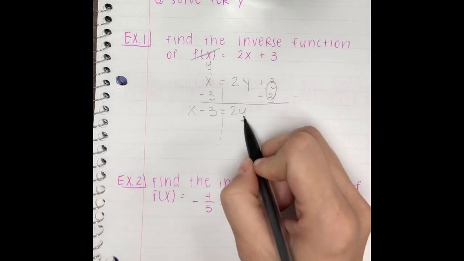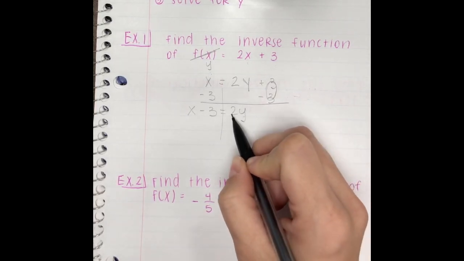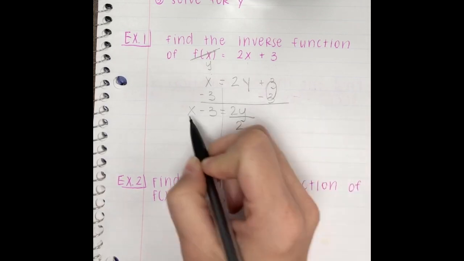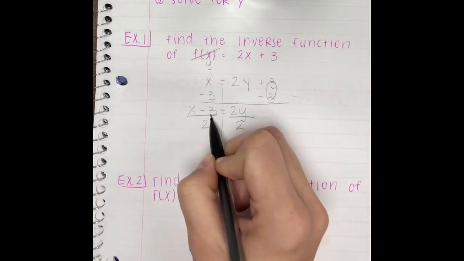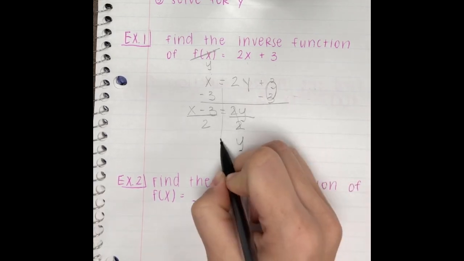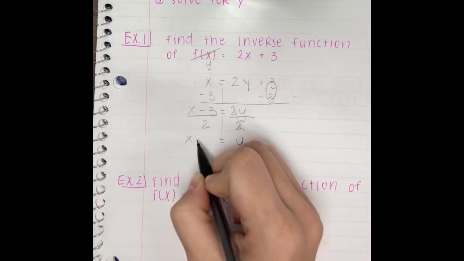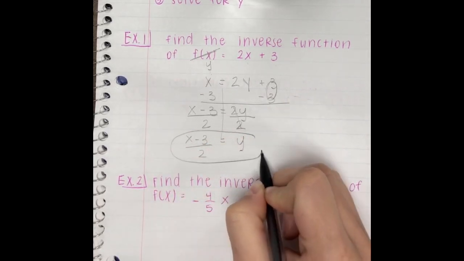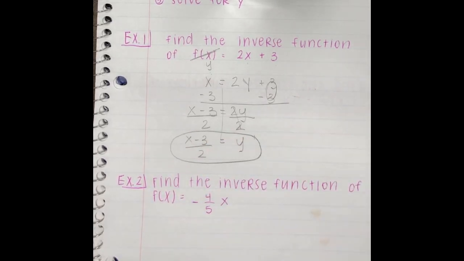Now we have 2 times y, so to get y by itself, we cancel out the 2 that's being multiplied by doing the opposite and dividing. Okay, 2 divided by 2 is 1, so we have 1y equals, we have x minus 3 divided by 2. Okay, this is your answer.